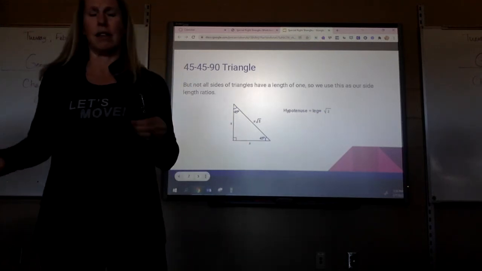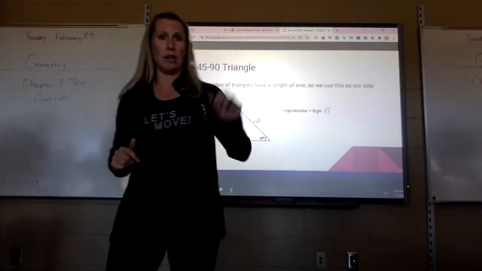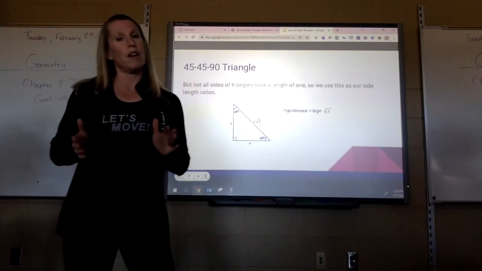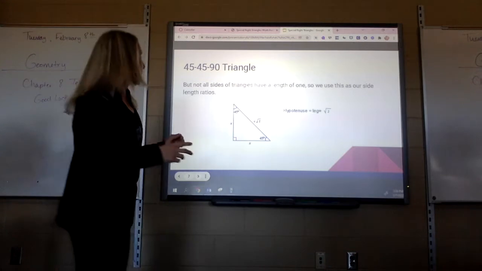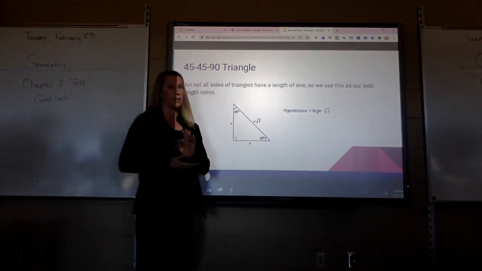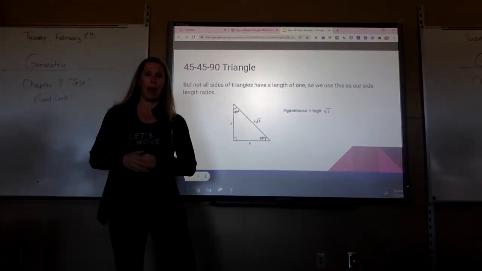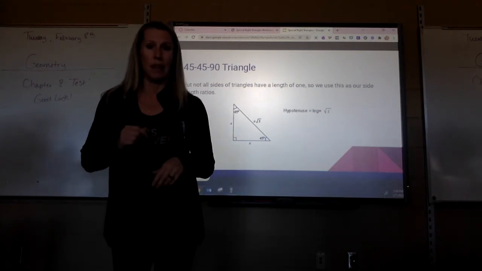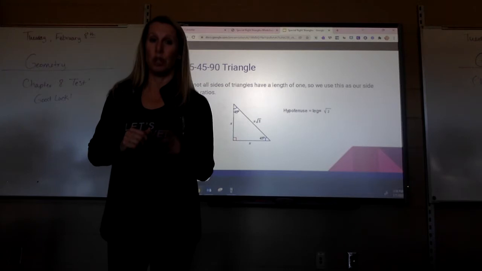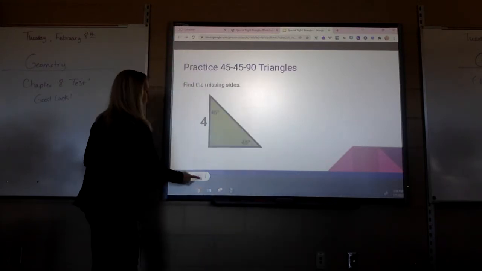What if we have a side length of 5 or 20 or whatever? On a 45, 45, 90 triangle, since two angles equal each other, that means the two sides will always equal each other. So I just labeled them X there. The hypotenuse is always whatever the leg is times radical 2. So let's look at some examples.